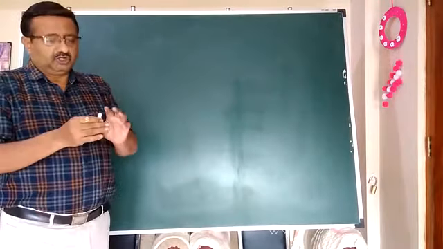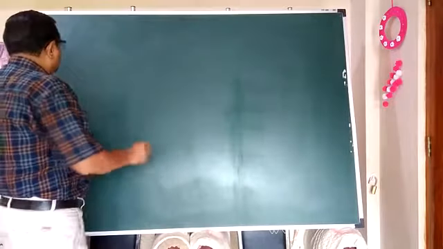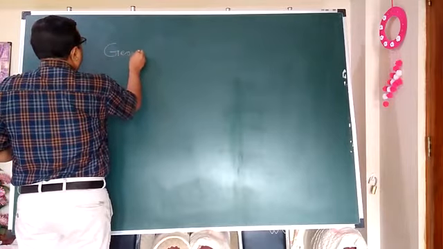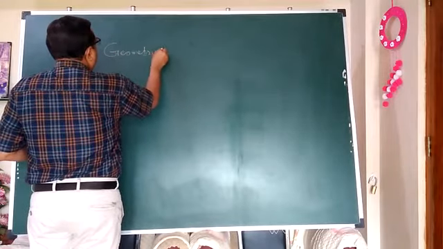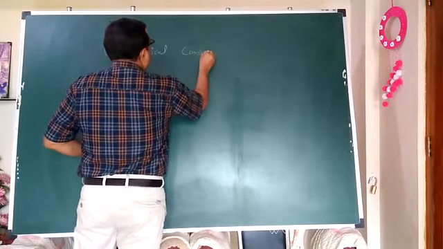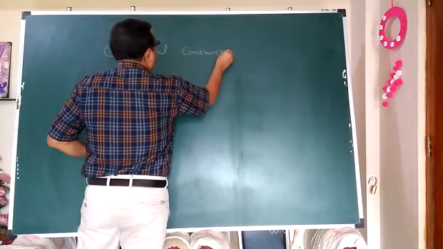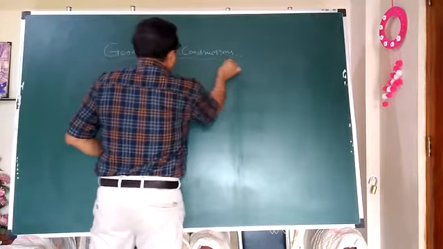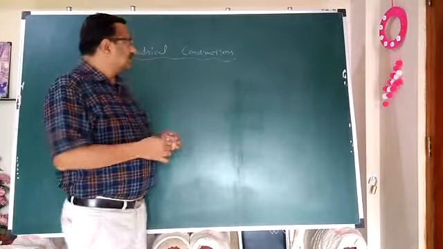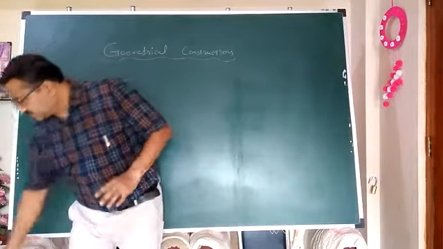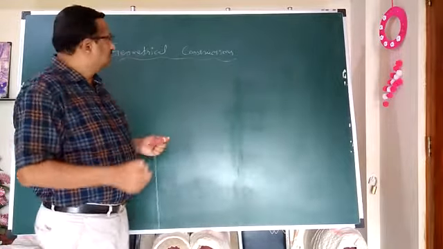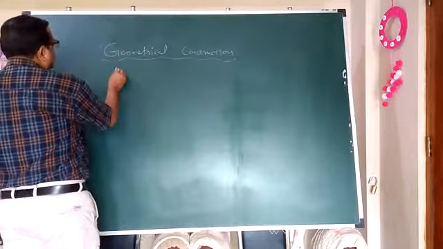To start, geometrical constructions. In Marathi, it is called Bhaumitik Sanrachna. So, frequently, which constructions are required? That only we are going to learn today. Okay, so which are those? We start with the first.